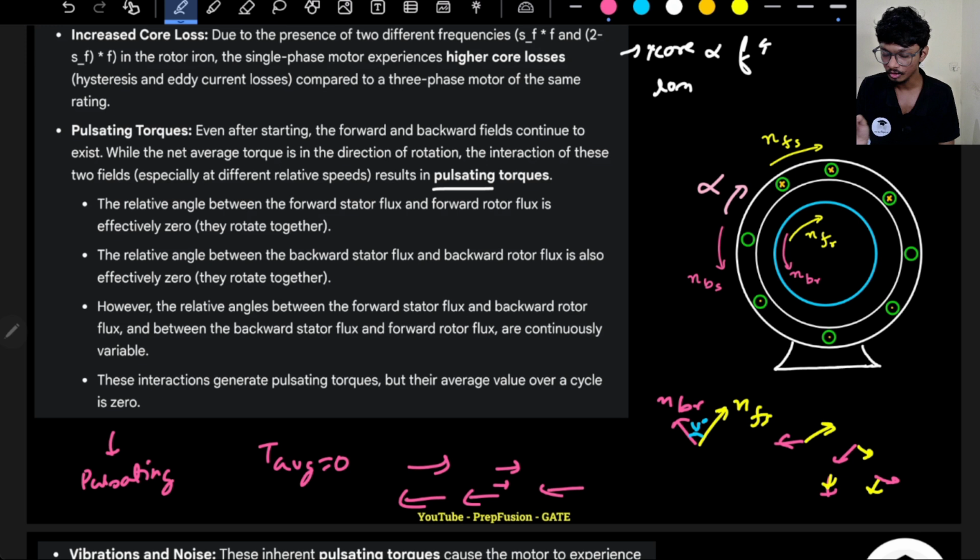The average of that pulsating torque will be 0. The average will be 0. That is what I have written over here. But still there will be vibrations.